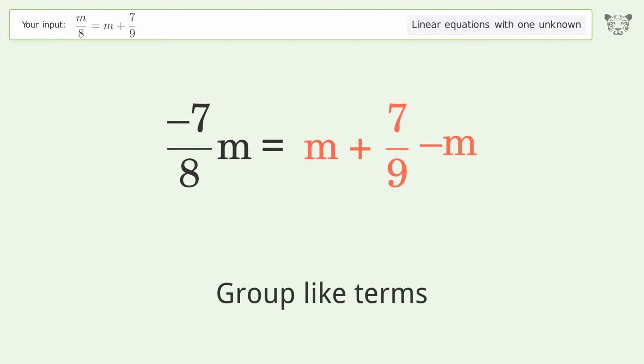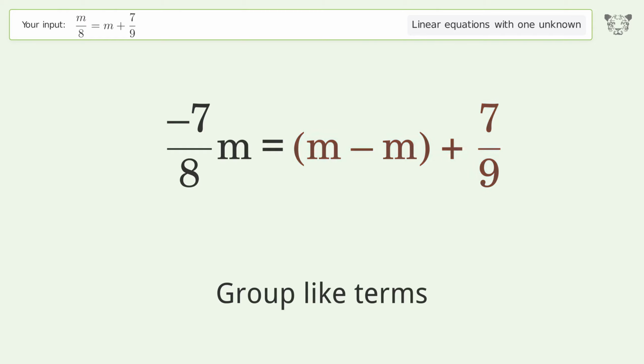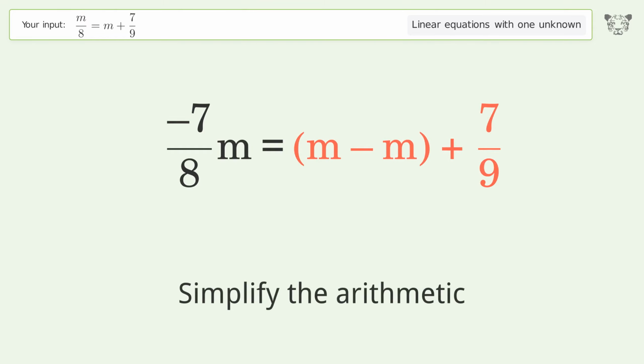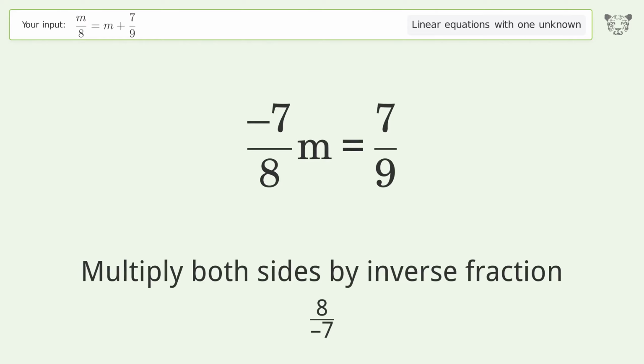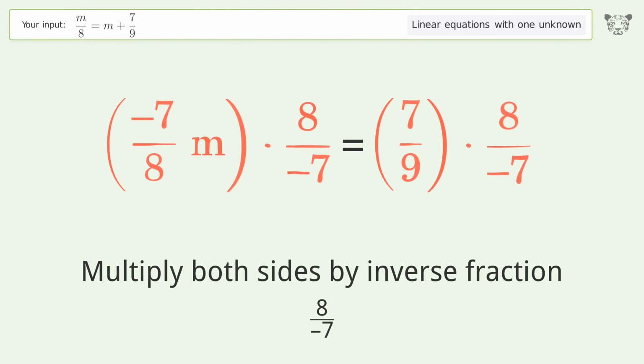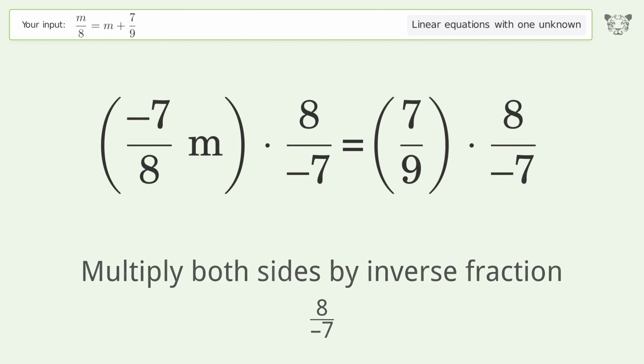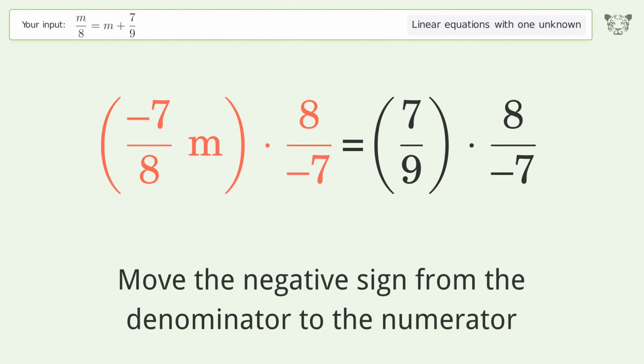Group like terms. Simplify the arithmetic. Isolate the m. Multiply both sides by inverse fraction 8/-7. Move the negative sign from the denominator to the numerator.